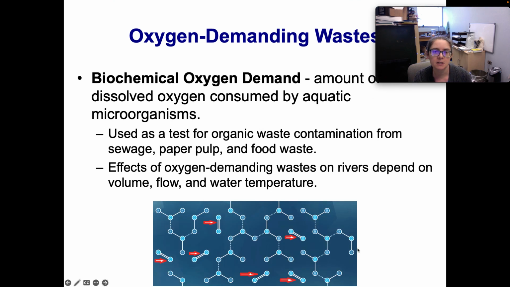So another concept is biochemical oxygen demand. That's the amount of oxygen consumed by aquatic microorganisms. It's used as a test for organic waste contamination from sewage, paper pulp, and food waste. Basically what you do is you take a water sample and put it in a bottle and measure the oxygen at the beginning, and then you put it in an incubator and let it sit for a set period of time, and then you measure the oxygen again. That tells you how much the organisms in the water used up the oxygen. The effect of these oxygen demanding wastes on rivers really depends on the volume, the flow, and the water temperature.